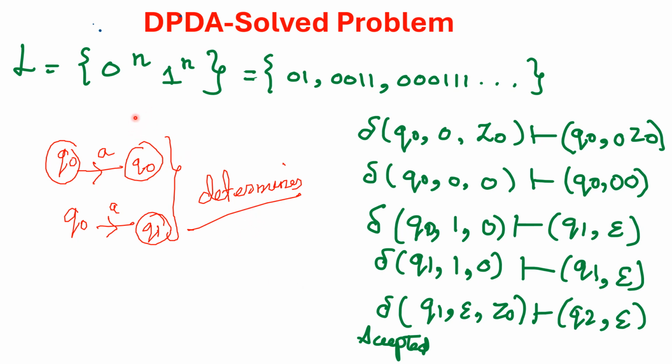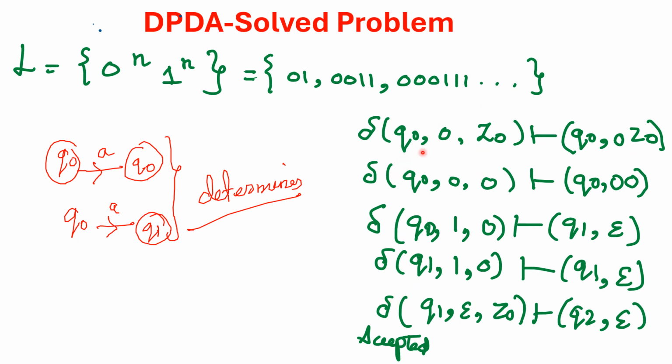Here, the equal number of n's is given, so it is dependent. We push the n zeros into the stack, and again pop n ones from the stack. That is, you match the zeros and ones. So we need to write the rules as per this.